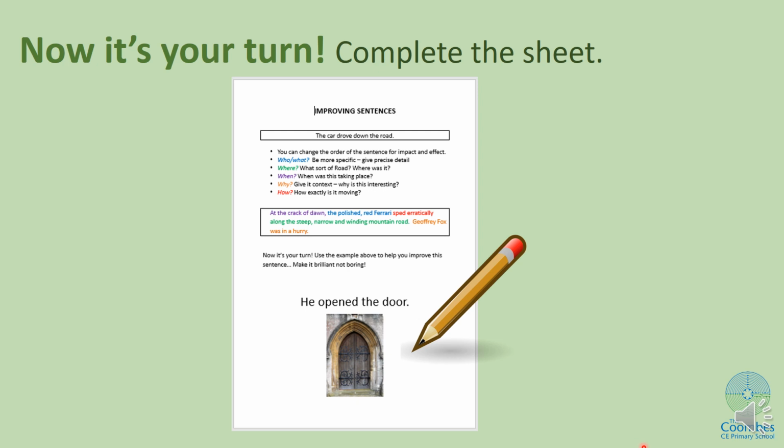I'd like you to use that example to help you improve your own boring sentence. He opened the door. Now, there are lots of ways you can improve and extend that sentence to make it brilliant and not boring. There are lots of examples on the sheet, and of course you can remember the work we did last week on vocabulary and try to include some lovely Tier 2 vocabulary in your sentence. Have fun, and I'll see you tomorrow.